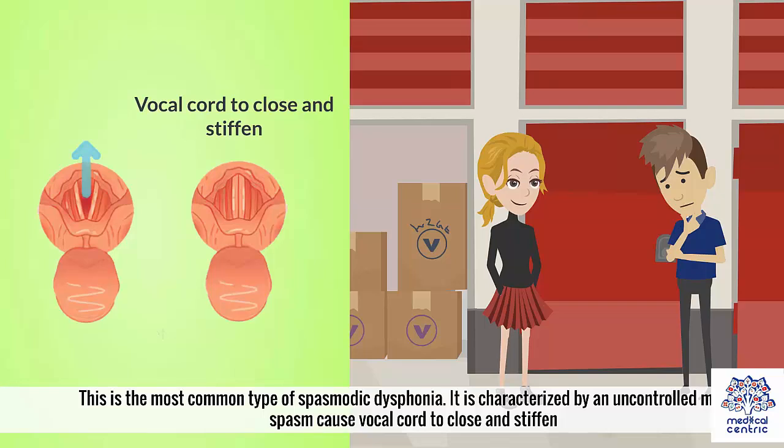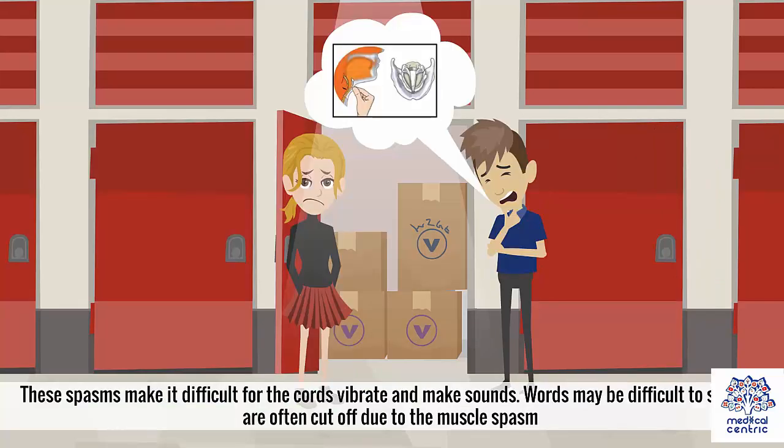It is characterized by an uncontrolled muscle spasm causing the vocal cords to close and stiffen. These spasms make it difficult for the cords to vibrate and make sounds. Words may be difficult to start or are often cut off due to the muscle spasm.